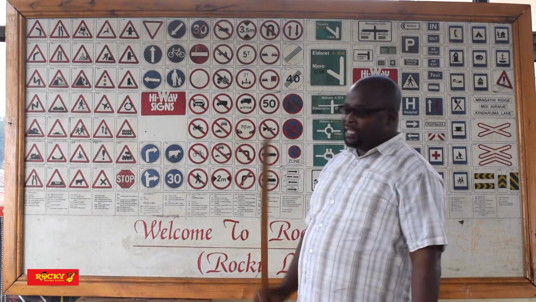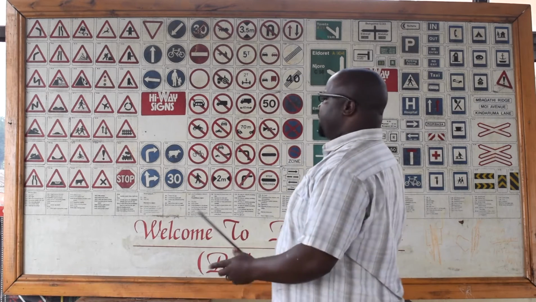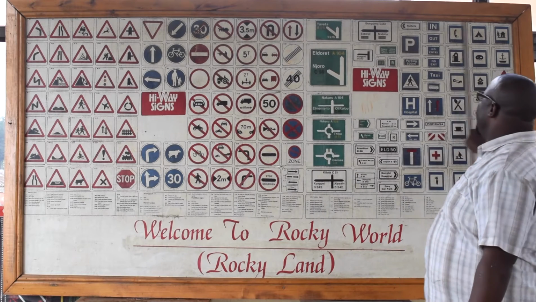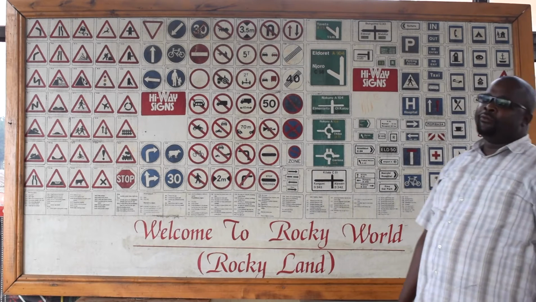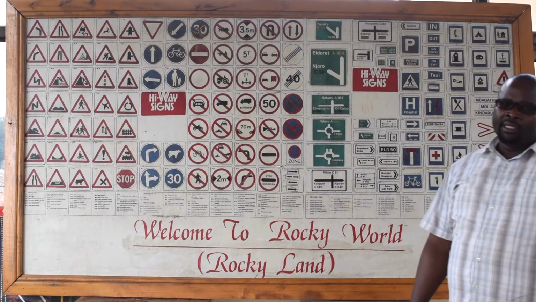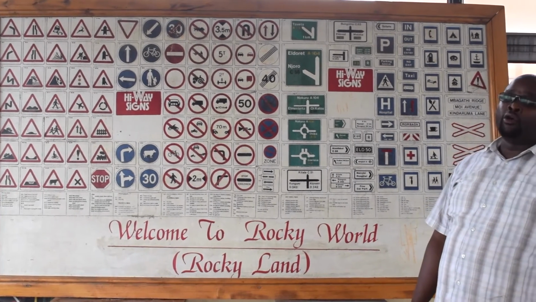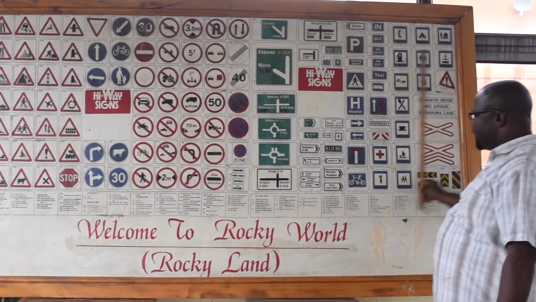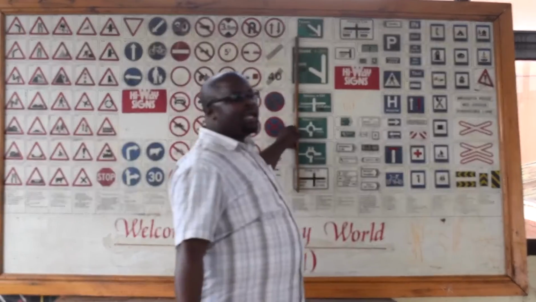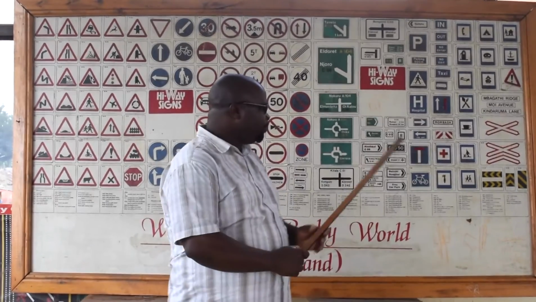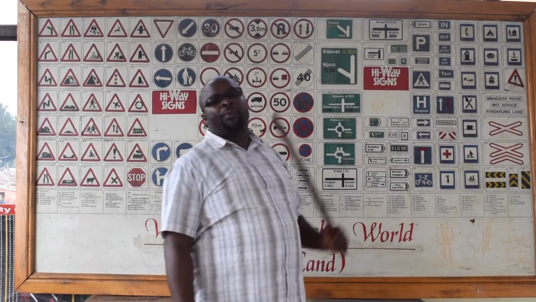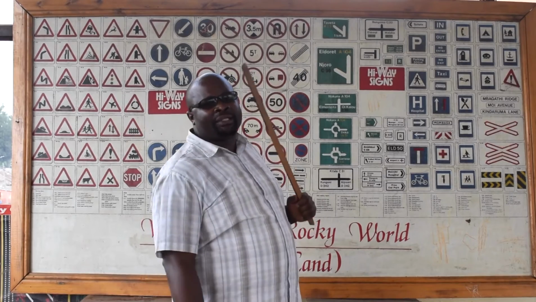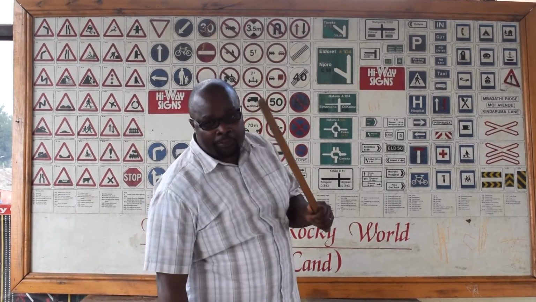They are warning signs. Another group of signs we have on this board is this one here. From this point to this point, we call them informatory signs. Make sure you observe them. The informatory group is also further divided into three subgroups.